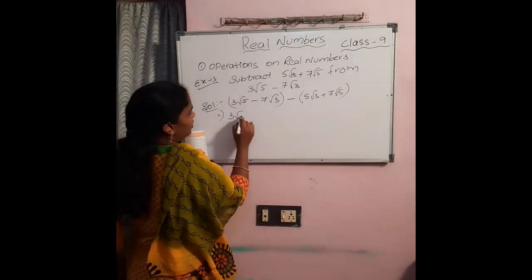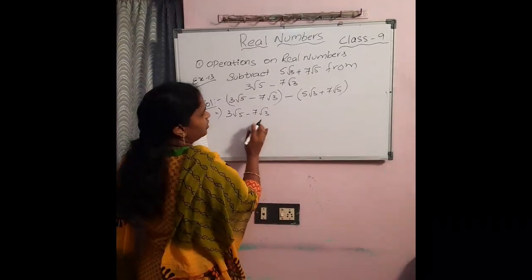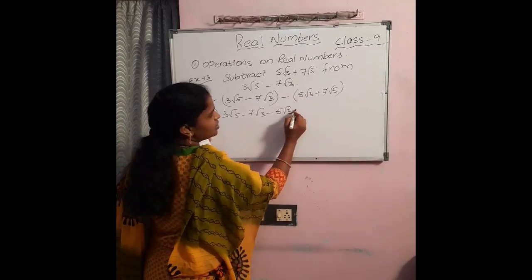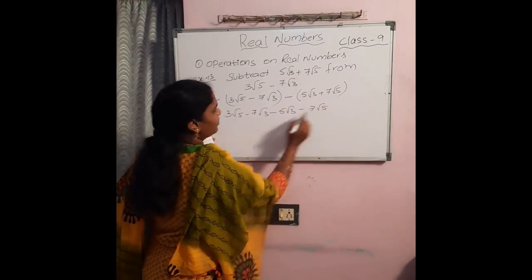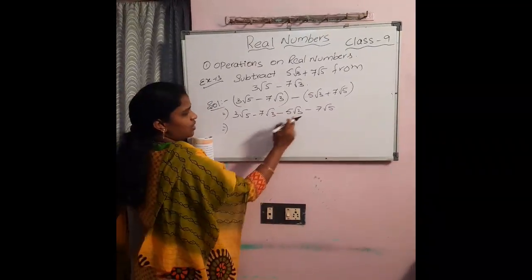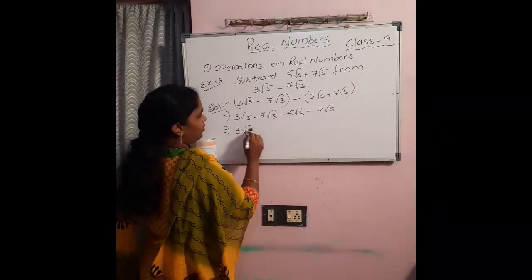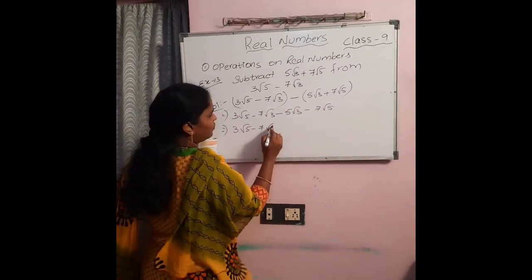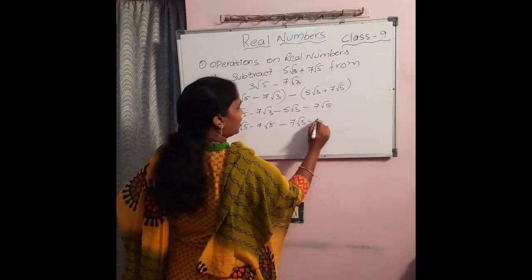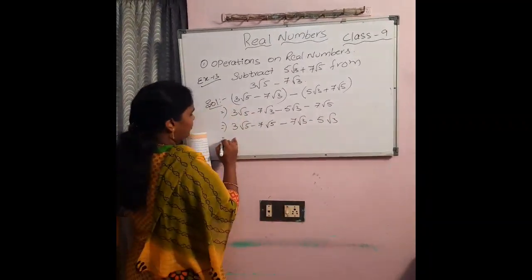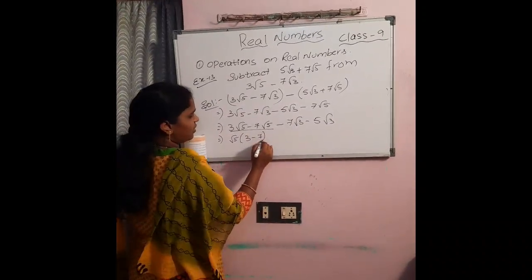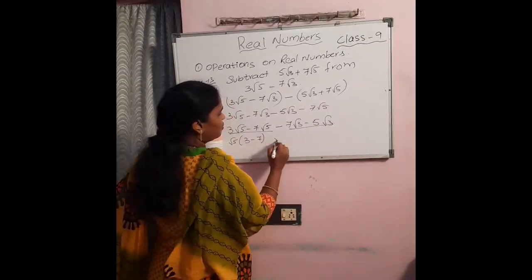I am just removing the bracket here. So plus into minus, minus 5 root 3. Plus into minus, minus 7 root 5. So take the root 5 values together and root 3 values together. So 3 root 5, here it is minus 7 root 5, and the root 3 values are minus 7 root 3 minus 5 root 3. From these two I can take root 5 as common. So 3 minus 7. And from these two I can take root 3 as common.